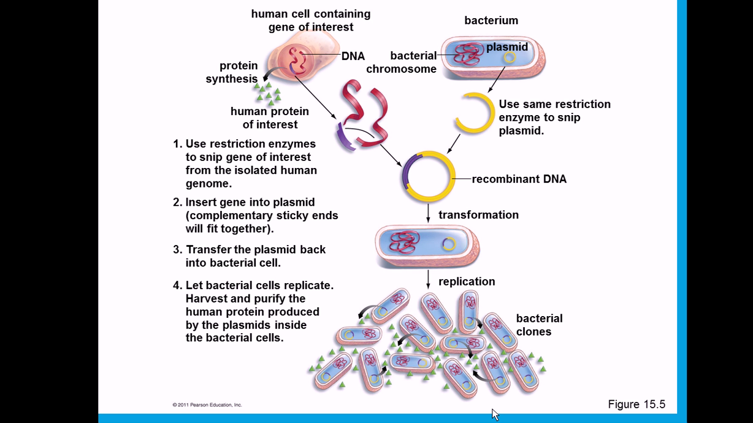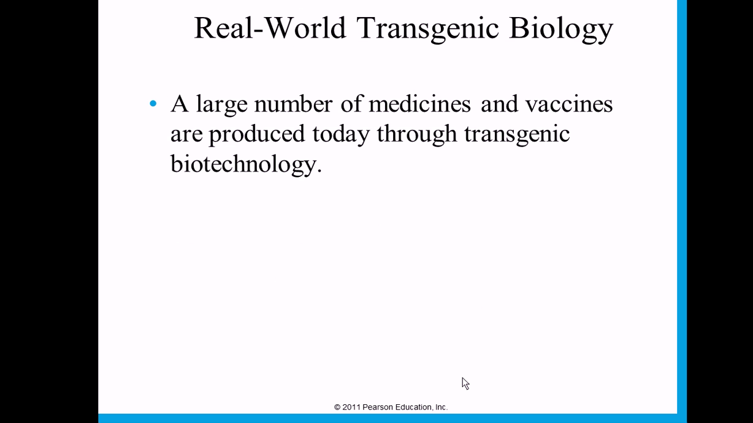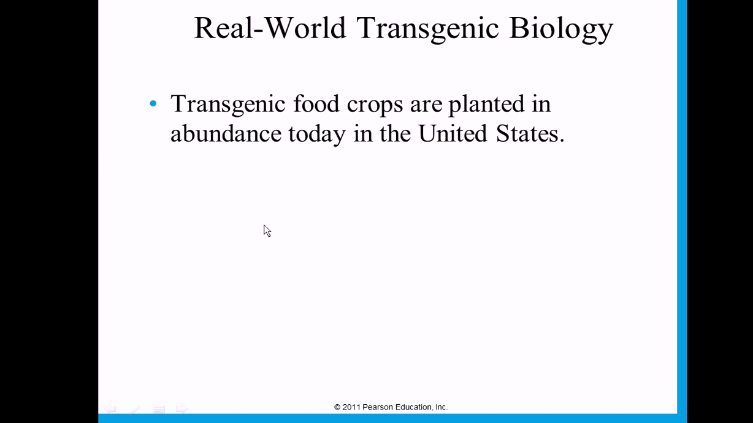By gene cloning, you clone the gene, you make identical copies of the gene. This is just one gene which you introduced in one bacterial cell. But because this bacterial cell grows so fast, every bacterial cell will have the identical copy of this gene. In every bacterial cell this gene will make the protein, and there are different ways by which we can extract this protein, and that protein can be given to patients. So this is gene cloning. A large number of medicines and vaccines are produced today through transgenic biotechnology. Transgenic food crops are planted in abundance today in the United States.